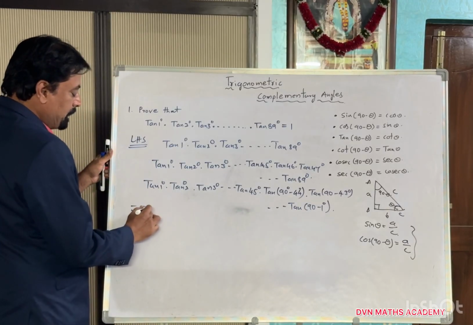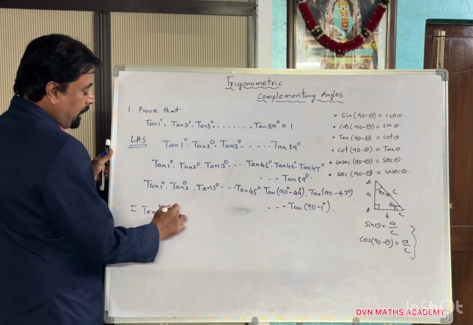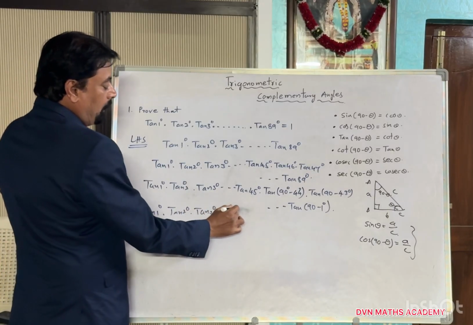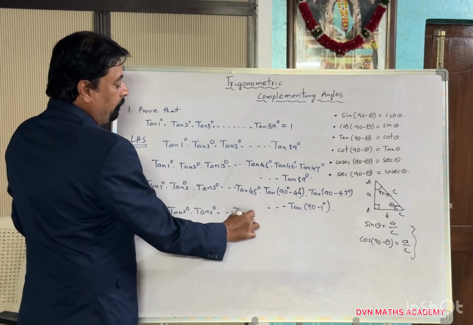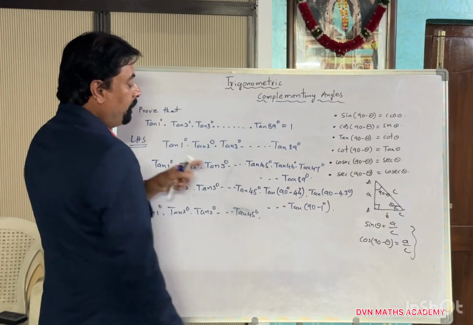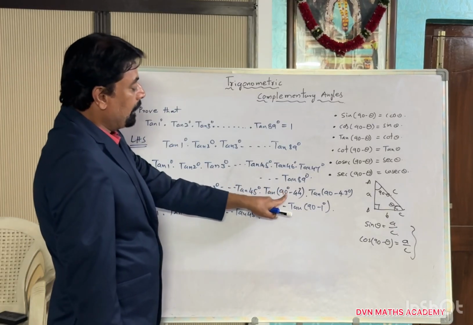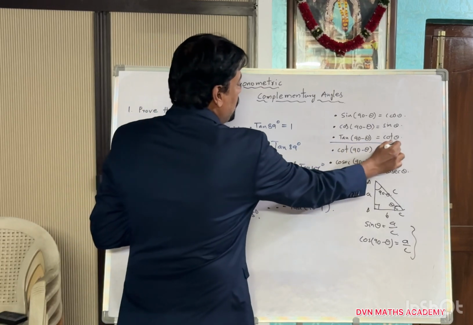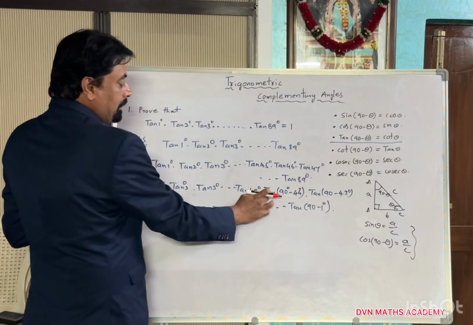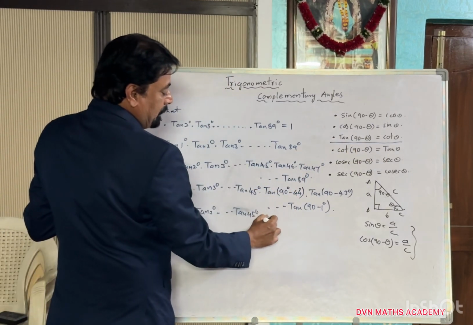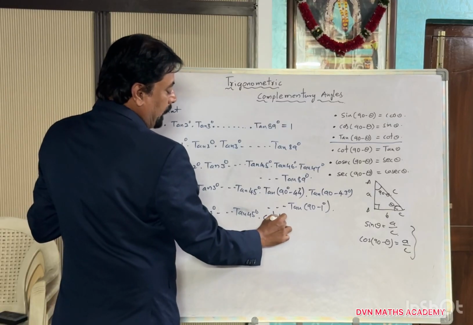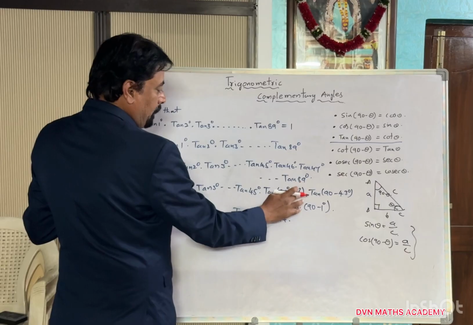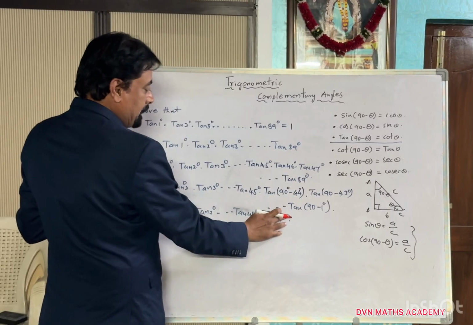Now the question will be changed like this: tan 1 degree, tan 2 degree and tan 3 degree dot dot dot tan 45 degree. This is in the form of tan(90 minus theta). Already I told you tan(90 minus theta) is equal to cot theta. So this is in the form of tan(90 minus theta). This I can write as tan 44 degrees, and this may be tan 46 degrees.